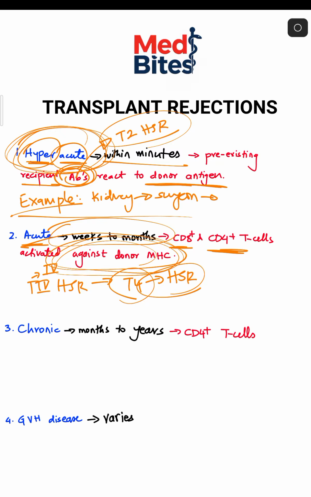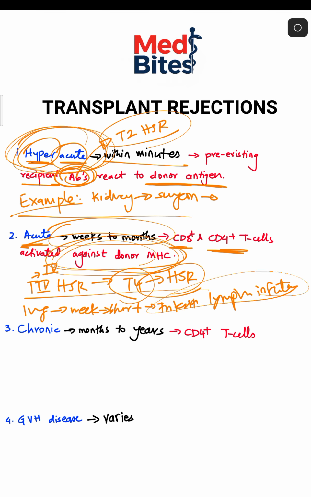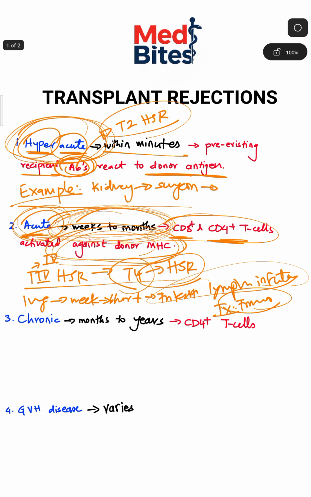The classic step 1 question would be someone gets a lung transplant and then weeks later they develop shortness of breath. And then when we do a biopsy, we see interstitial lymphocytic infiltrations, and then they'll ask you what is the underlying mechanism. So that would be CD8 or CD4 T cells attacking donor MHC, or they'll ask what kind of transplant rejection this is, so you know it's acute. Time frame matters. Time frame does matter. All right. And what's the treatment? Immunosuppressants. That is why we give immunosuppressants to people with transplant.